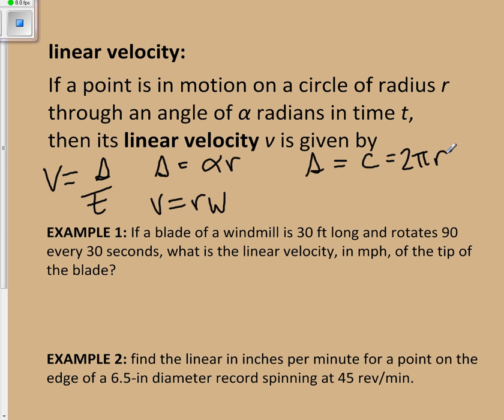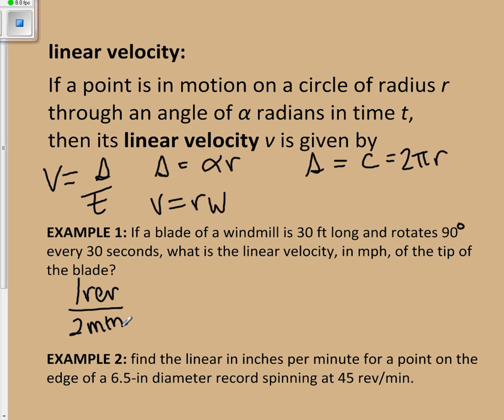So let's take a look at our first one. We have a blade of a windmill. It's 30 feet long, so our radius is 30 feet. It rotates 90 degrees for every 30 seconds. That means for one revolution, it takes 2 minutes. So, one revolution per 2 minutes.